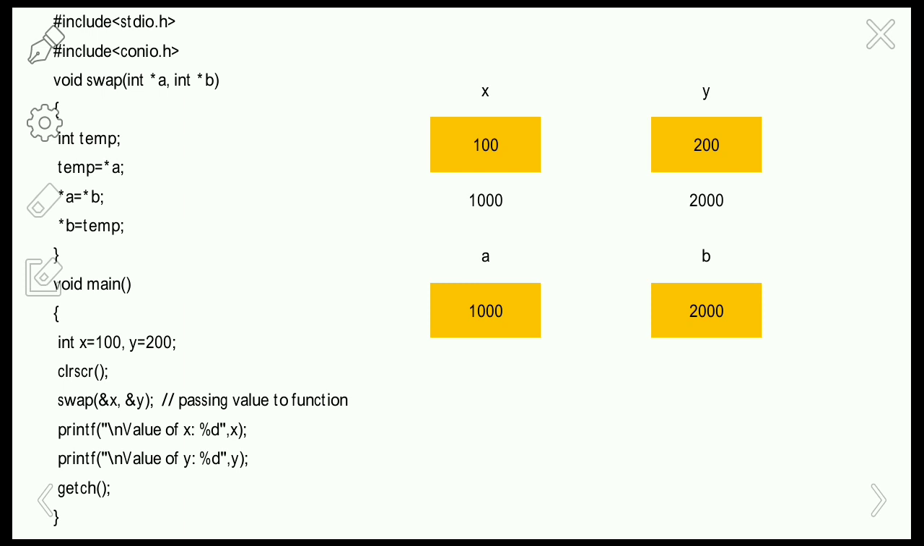So here we are going to pass the address of the variable. So void main, x equals 100 and y equals 200. So swap of address of x comma address of y. In the case of the call by reference, we are going to pass the address of the variable x and address of the variable y. Given that the address of variable x is 1000 and the address of variable y is 2000, these addresses will be passed as the actual parameters from the calling function to the called function.